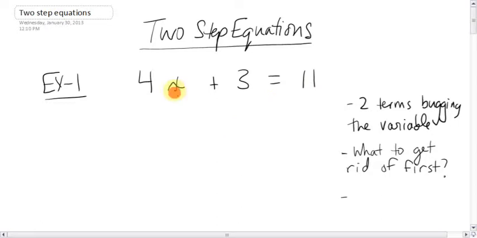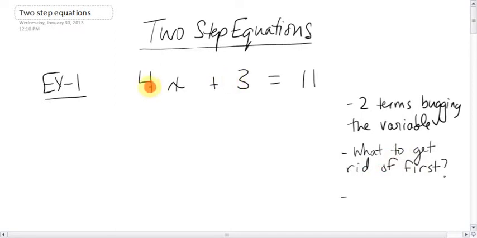Well, you'll notice that the x is being bugged by two things. The x is being multiplied by the 4, and it's being added by 3. So there are two terms bugging the variable, the letter. So here's the question: which one, or what do we get rid of first? Do we get rid of the 4 first, or do we get rid of the 3 first?